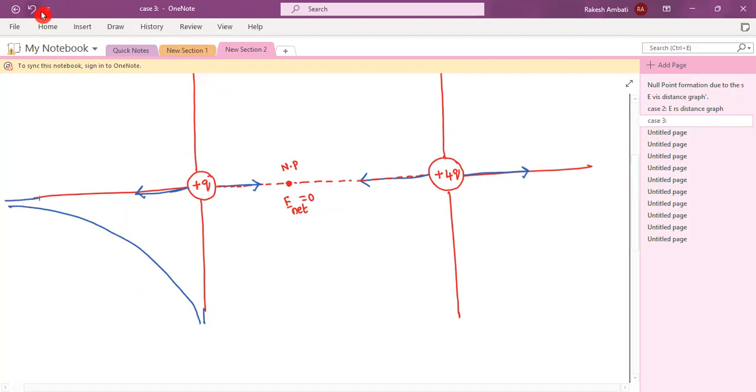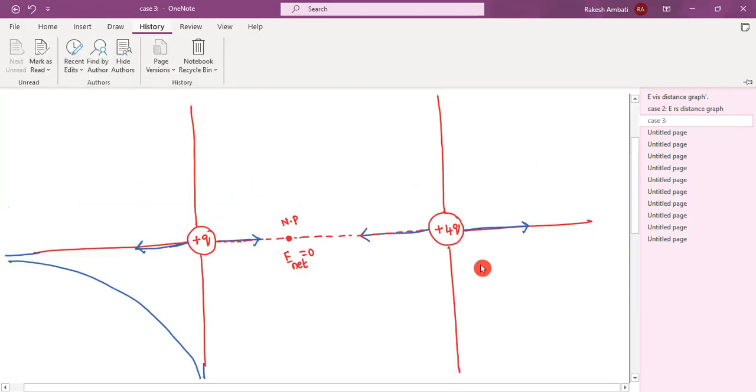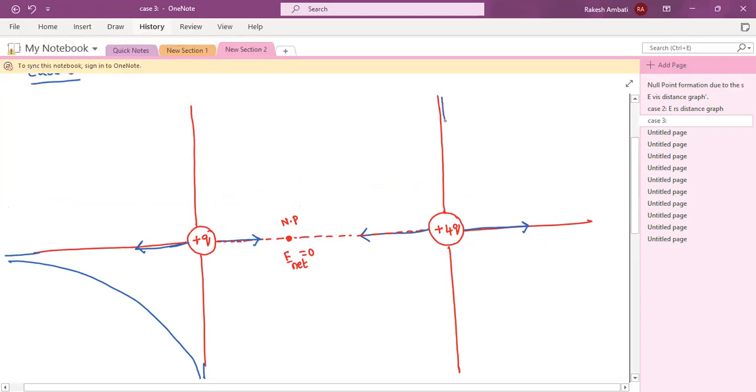Then next, look at this portion. Here intensity is in the positive direction, so we have to draw the intensity graph on the positive side. As the distance increases, intensity gradually decreases.